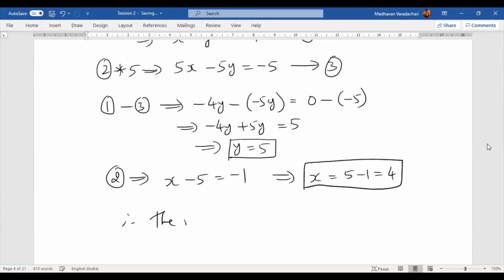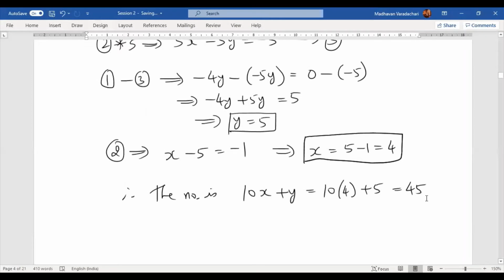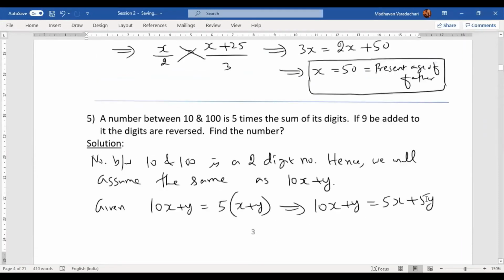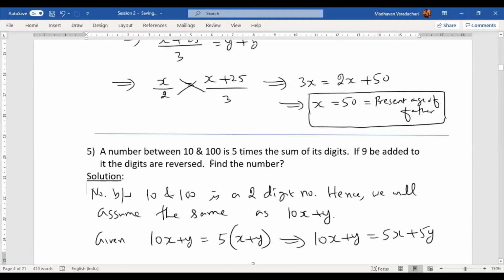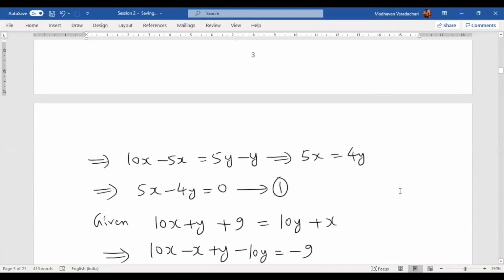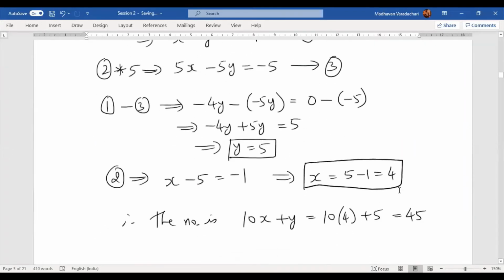Therefore, the number is 10x plus y, which becomes 10 times 4 plus 5, which is 45. We may verify whether 45 matches or not. The number 45 is 5 times the sum of its digits. If I add the digits 4 and 5, it is 9. 9 into 5, you get 45 only.